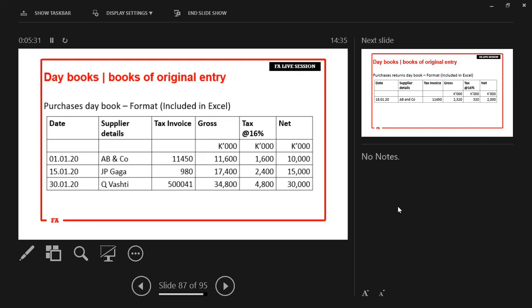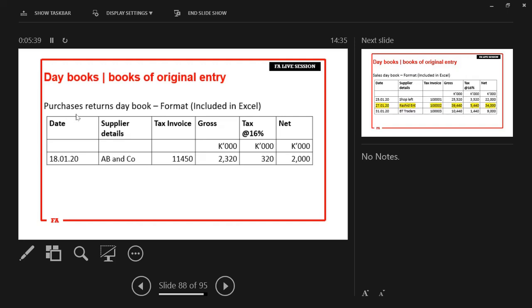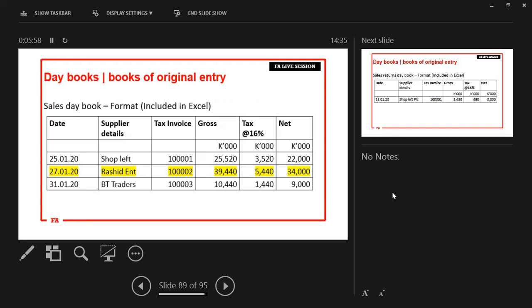Now, it so happens that you return some goods that you bought from AB. So you're supposed to register that in the purchases returns day book. And of course, you didn't return everything. So you've got that number there, which is the gross, all right? And then you've got 320, and then you've got the net of that. It's the same idea that we follow when you deal with the sales day book.